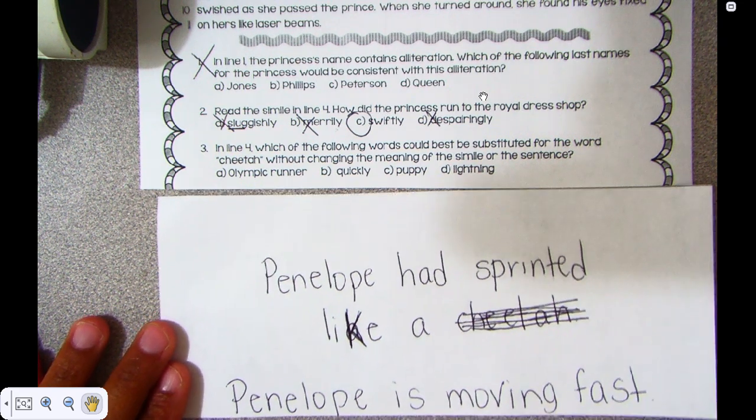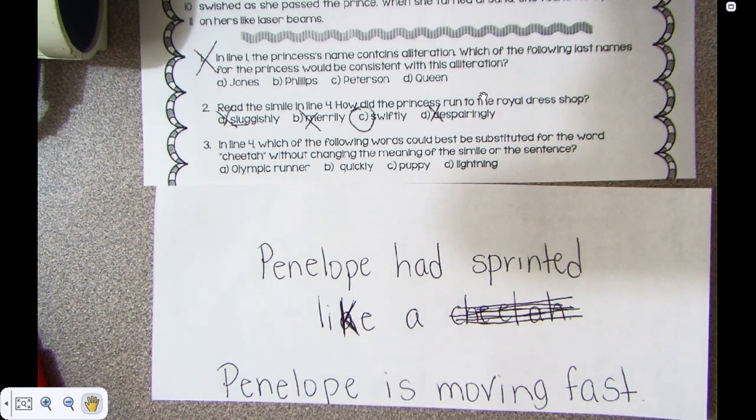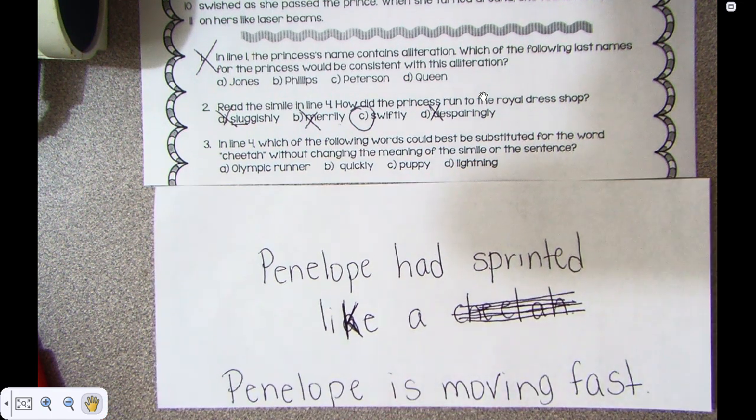And that's what we mean about figurative language. She's not actually a cheetah. It just means she's moving fast. It means something else than what the words are actually saying that are written down.